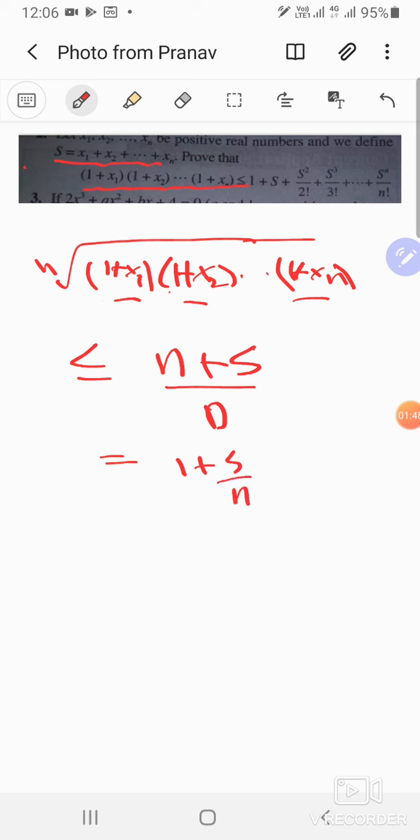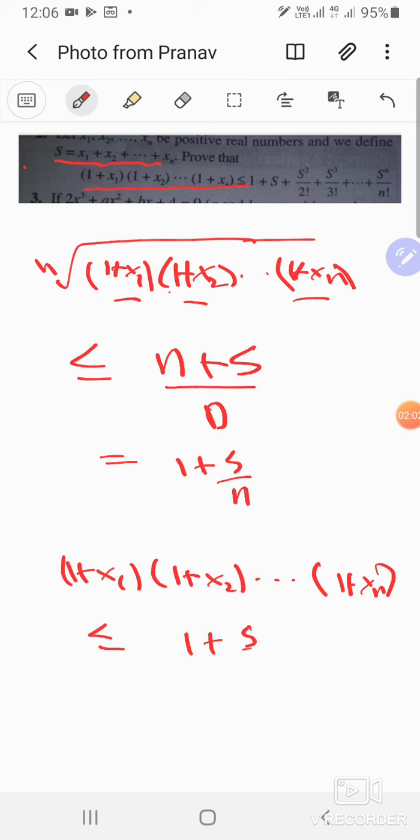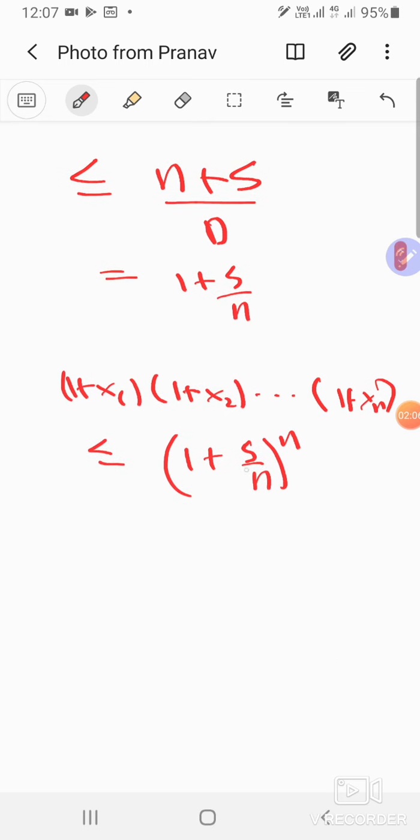Okay, so now let's raise this inequality to the nth power. That will give me (1 + x1) into (1 + x2) into (1 + x3) all the way till (1 + xn) has to be less than or equal to (1 + S/n) to the power of n. Now here's the thing, here we can use the binomial theorem. So this thing is basically also equal to 1. Actually I should write n choose 0.